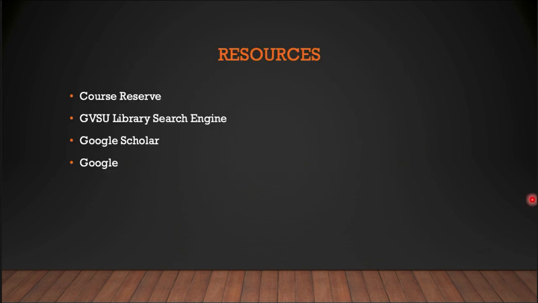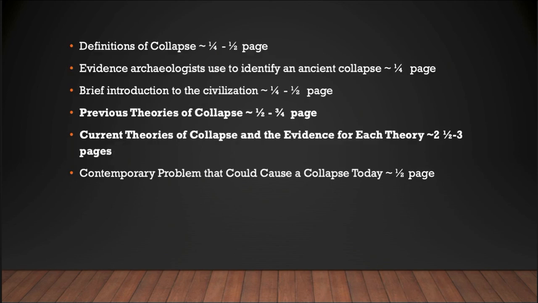I'm going to talk a little bit about the resources that you could use: Course Reserve linked on Blackboard, the GVSU Library Search Engine, Google Scholar, and also Google, which is somewhat helpful, as I will show you. Okay, so if this was a 5-minute presentation, you might say, okay, 2.5 minutes is going to be on the different theories to explain collapse.